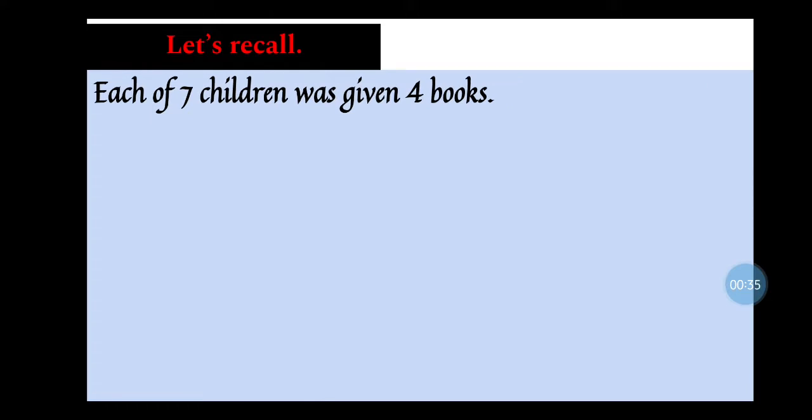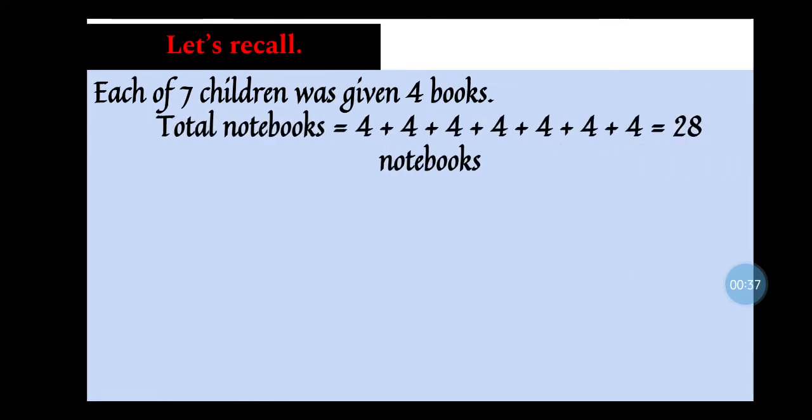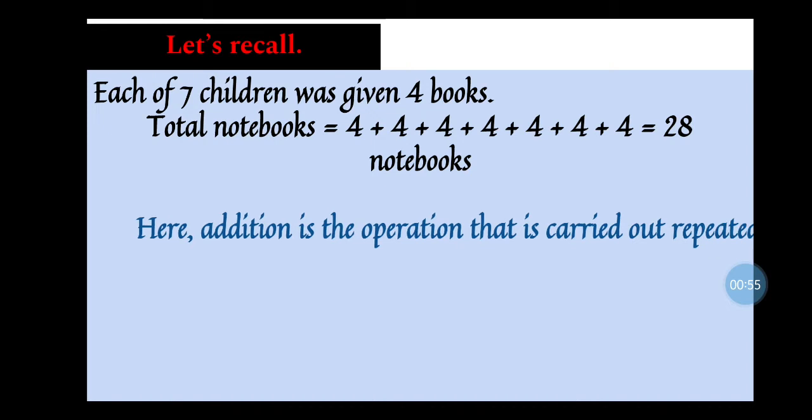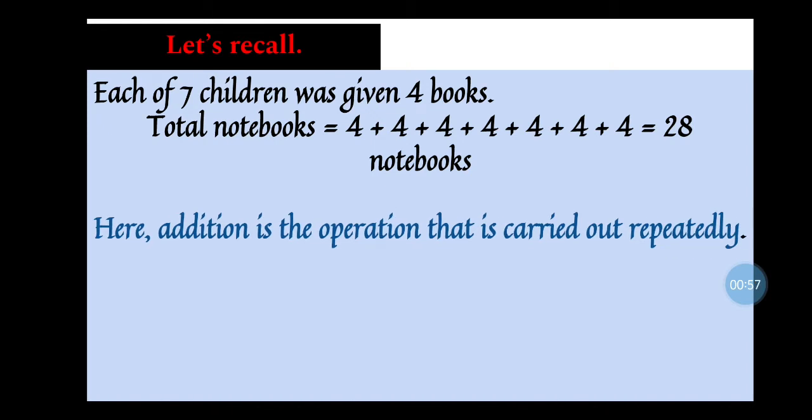Each of 7 children was given 4 notebooks. So, total notebooks is equal to, you'll be adding 4 7 times. So when you add 4 7 times, you will get the total as 28 notebooks. Now here addition is the operation that is carried out repeatedly. That means you have added 4 7 times, and the operation used here by you is addition.